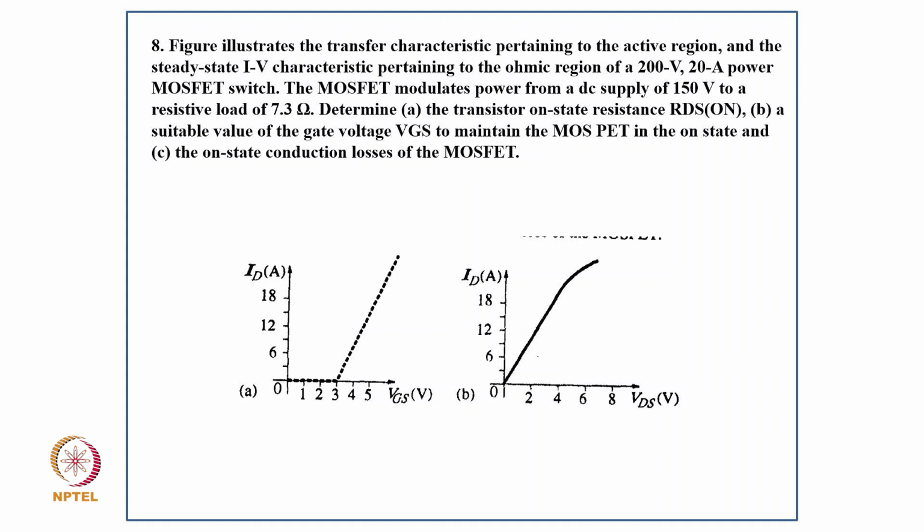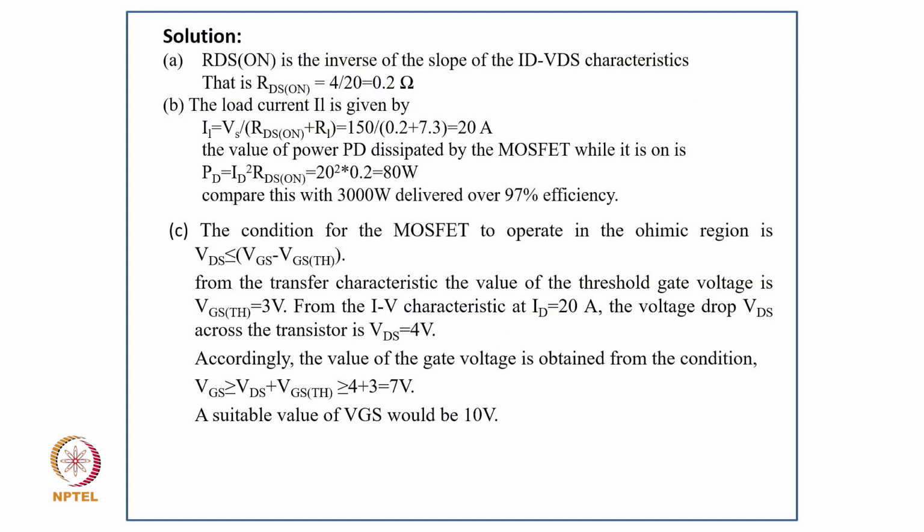So here you can see how the drain current varies with VGS and how the drain to source voltage increases. Now coming to the calculation, RDS on is the inverse of the slope of the VDS characteristic. So RDS on equal to 4 upon 20, that is 0.2 ohm, and the load current IL is given by IL equal to VS upon RDS on plus RL, that is 150 upon 0.2 plus 7.3, that's 20 ampere. The power dissipated by the MOSFET while it is on, PD equal to ID square RDS on, comes to 80 watt.